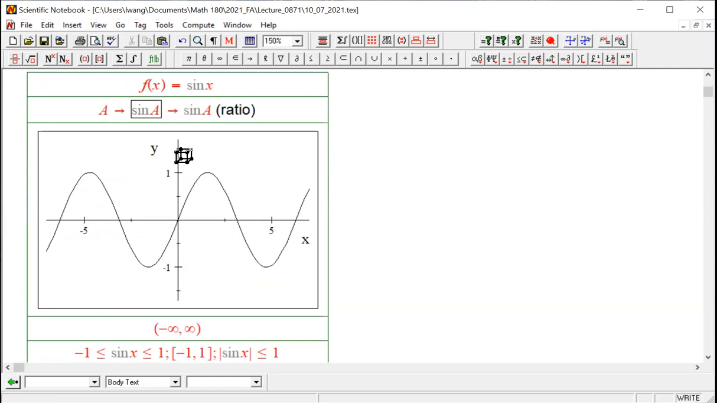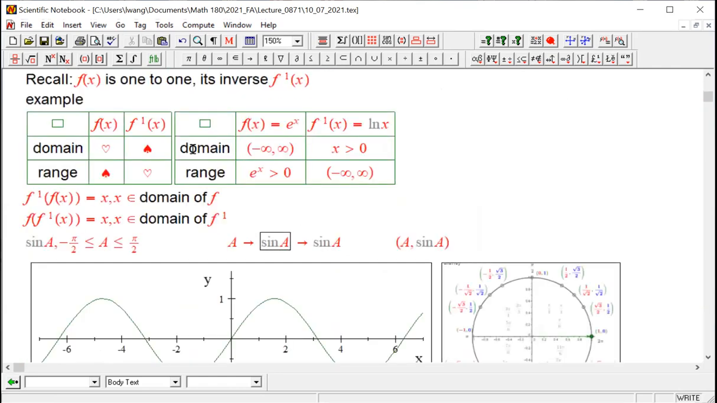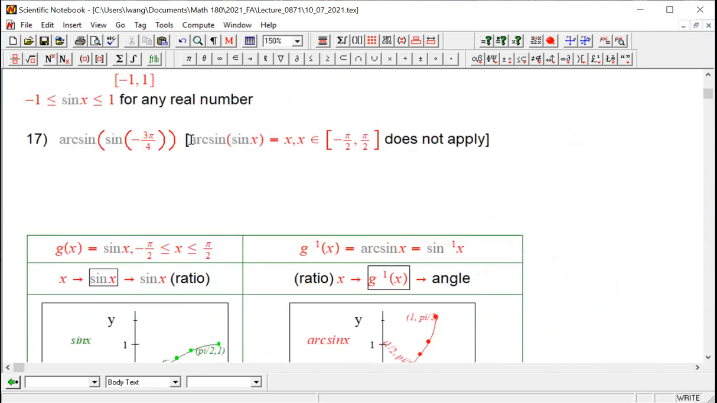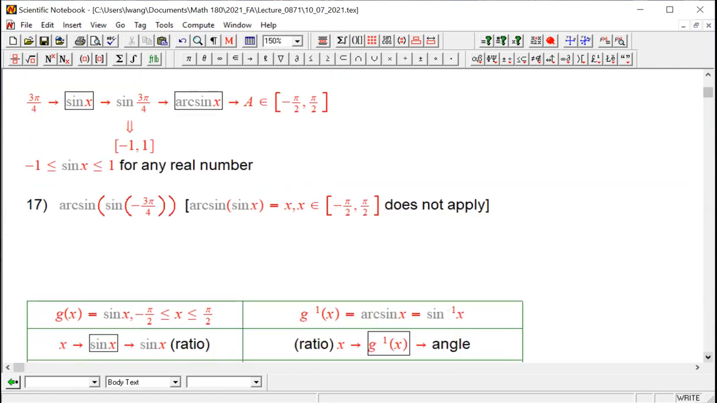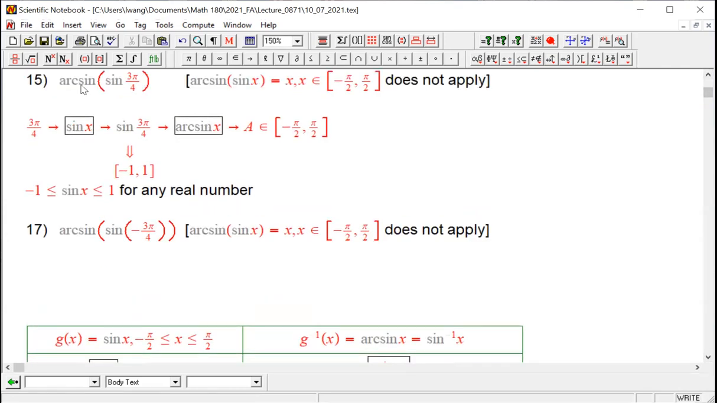Okay, and for this one we're working with, we first apply sine to an angle. And this sine refers to the sine with domain all real numbers, the sine we always know of, the sine at your fingertip. That domain is all real numbers. And of course, 3 pi/4 is one of the real numbers. Therefore, sine applies to it. 3 pi/4 is in the domain of that sine.